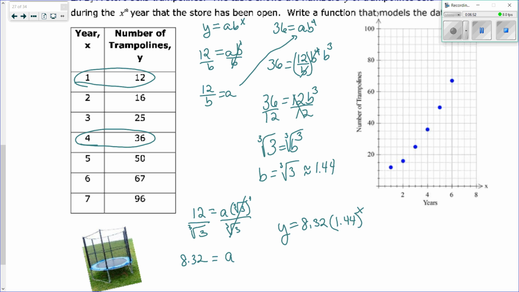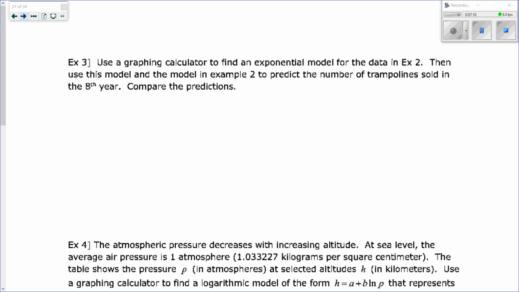Okay, so looking at this data here, we're going to use these values for the next problem. What I'm going to do is use my calculator to give me a regression model. It says use the graphing calculator to find an exponential model for the data in example 2. Then use this model and the model in example 2 to predict the number of trampolines sold in the 8th year. Compare your predictions.